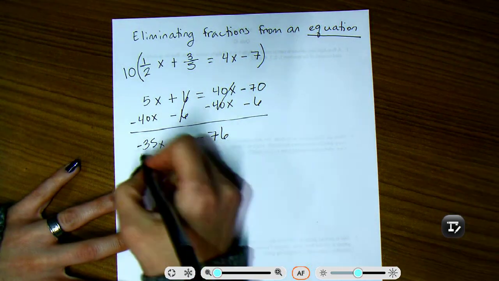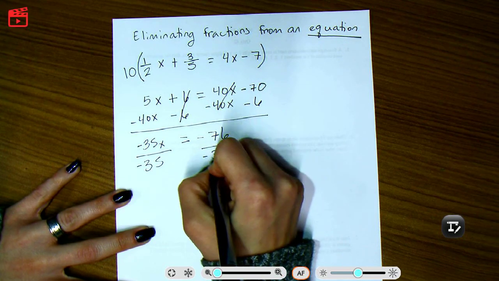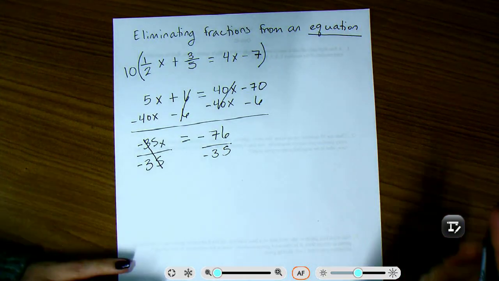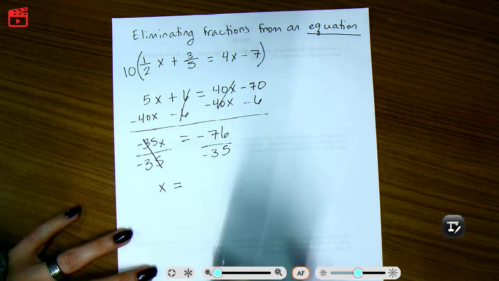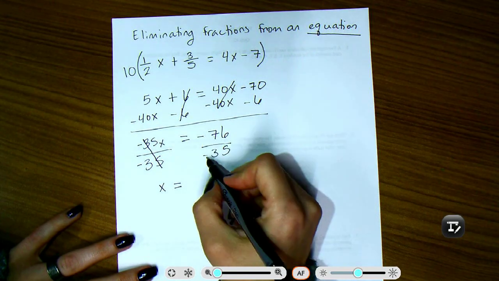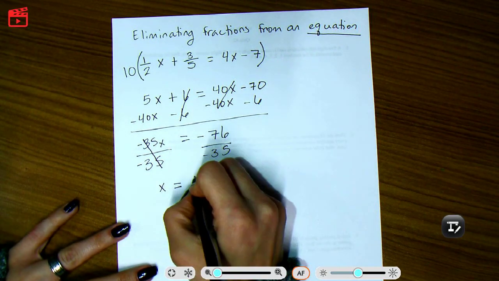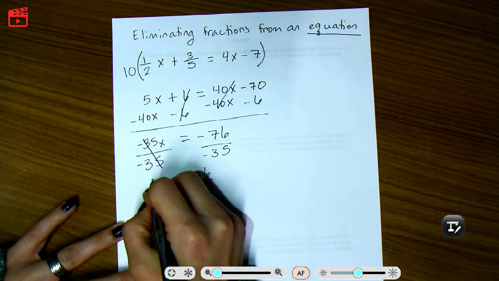And now to get x all by itself, divide both sides by -35. -35 divided by -35 is 1, so I'm left with 1x, or just x. Bring down my equal sign. A negative divided by a negative is a positive, and 76 over 35 is in its simplest form. So there is my answer.